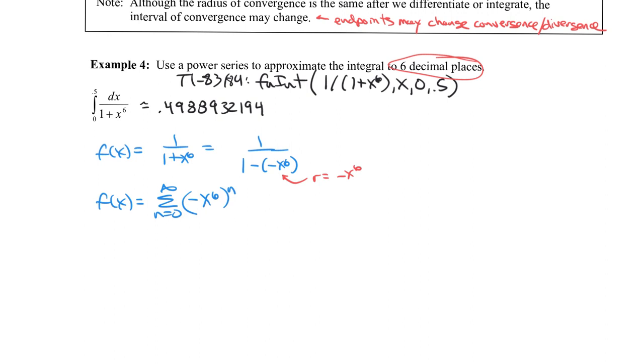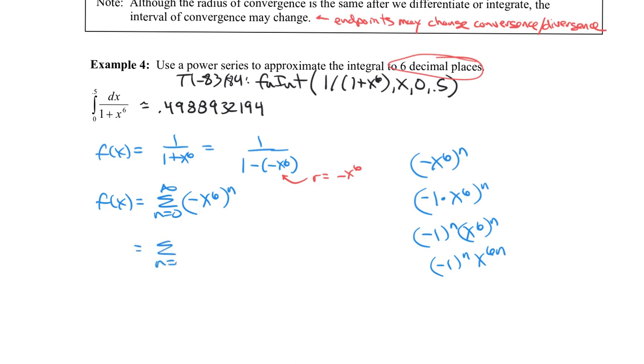I'm going to write this a little bit differently, off to the side. Negative x to the 6, to the n. It's an alternating series, so I'm going to first write it like this. Then we know that we can raise each of these factors to the nth power, so it would be negative 1 to the n, x to the 6, to the n. That's really negative 1 to the n, x to the 6n. So this is what we end up with: the sum from n equals 0 to infinity of negative 1 to the n, x to the 6n. This is the same as this function right here.